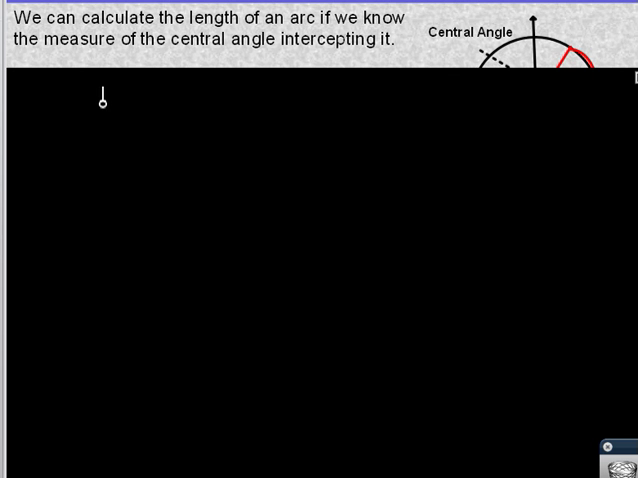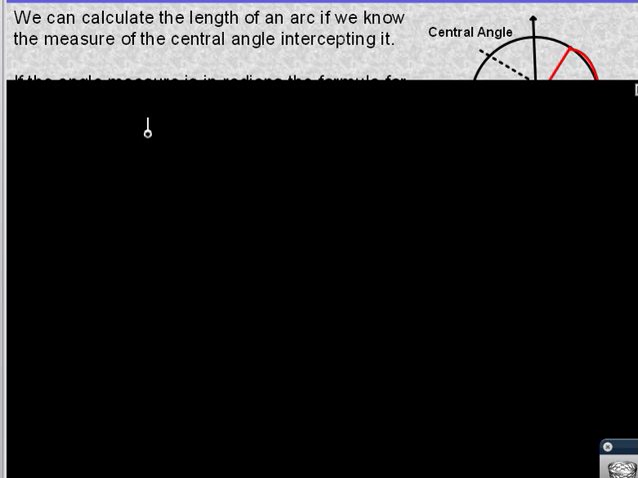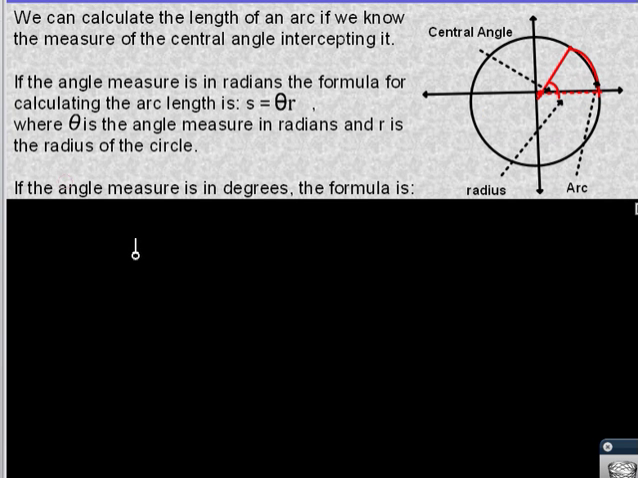So let's look. We can calculate the length of an arc if we know the measure of the central angle intercepting it. So let's look at this picture here. Here's a circle. And here is an angle. This is our terminal side. This is our angle. So this would be our central angle. This is the initial side.